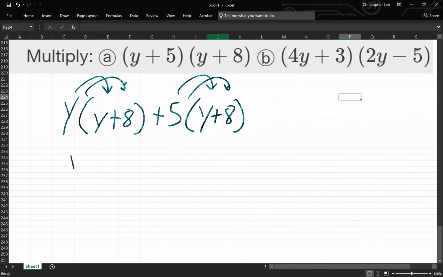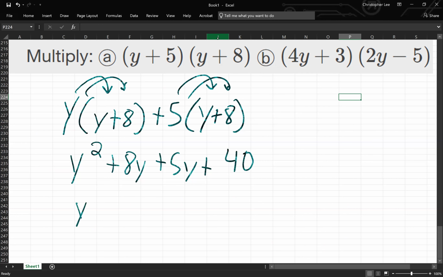So now what do I have? All right, so we have y squared plus 8y plus 5y plus, what's 8 times 5 again? 40. After that, you want to combine like terms. It's a fancy way of adding. So this is going to be y squared plus 13y plus 40, and that's it.